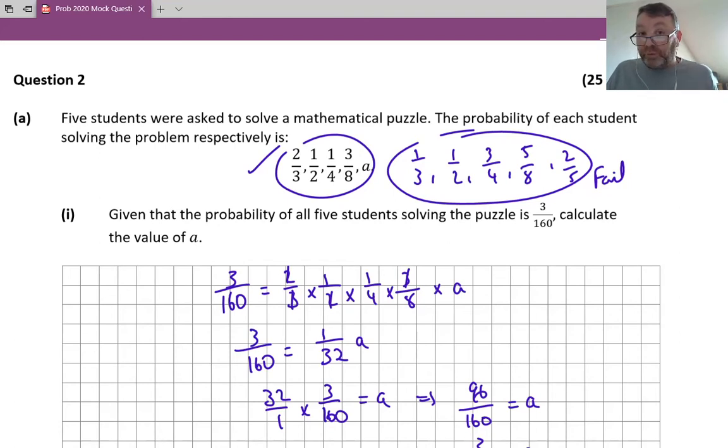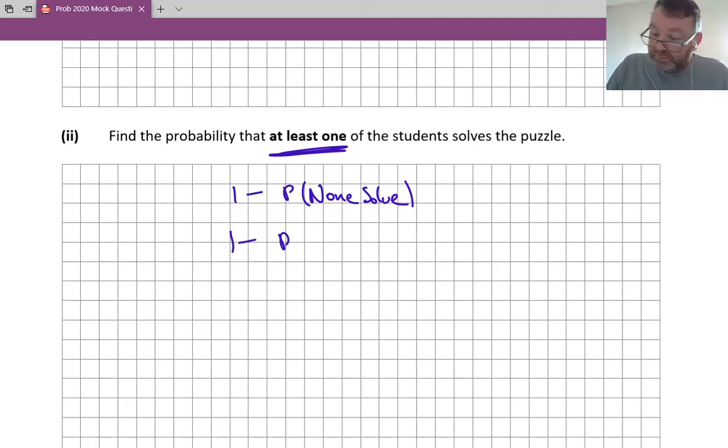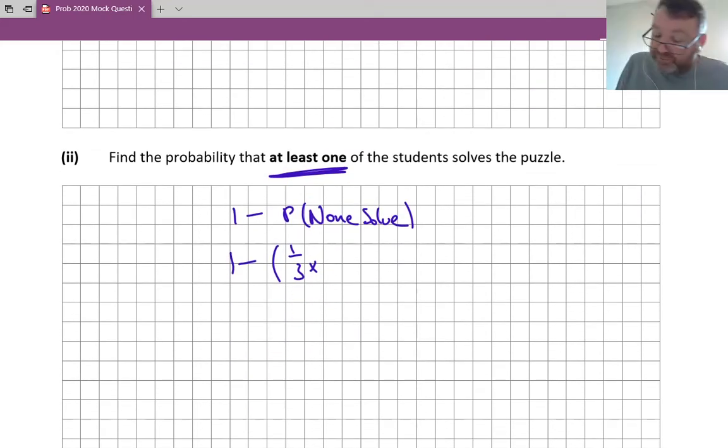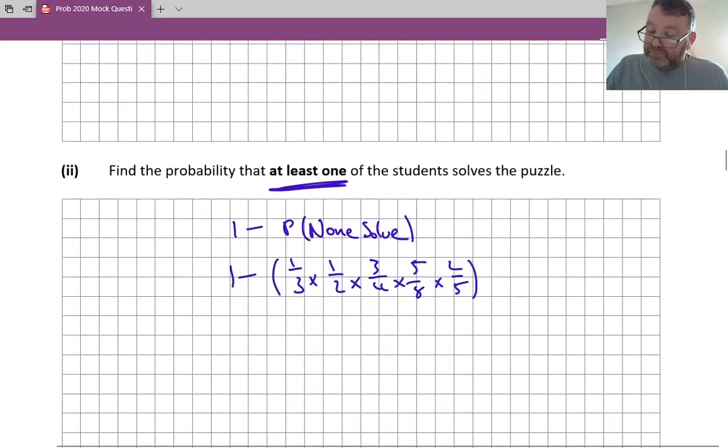But I want to take that away from one to find out the probability that at least one solves the problem. Okay, so what do we end up with down here? We end up with the probability, one minus, so we just put in these fractions as they already were: 1/3 by 1/2 by 3/4 by 5/8 by, if I remember, 2/5. Multiplied by 2/5, yeah. Because I think 3/5 was the answer in the previous part A, wasn't it? 3/5. Yeah, so 2/5 then is the factor.